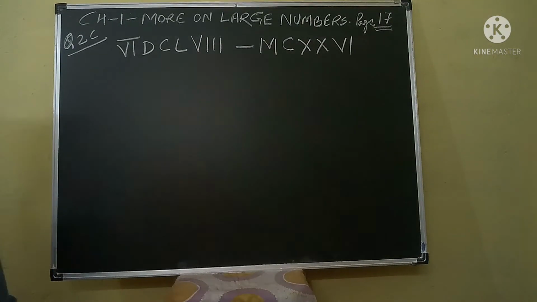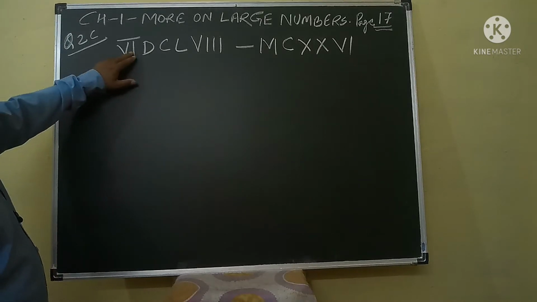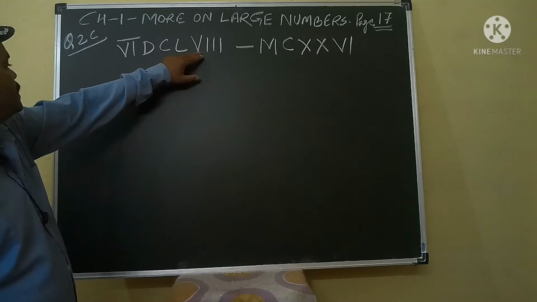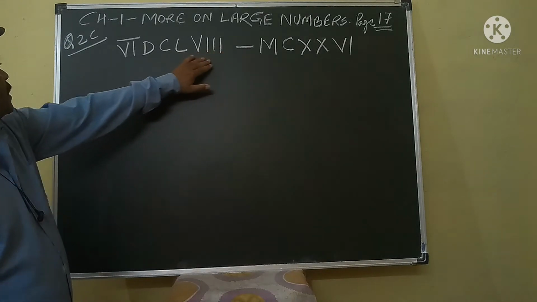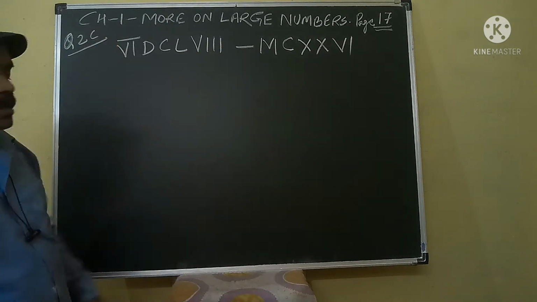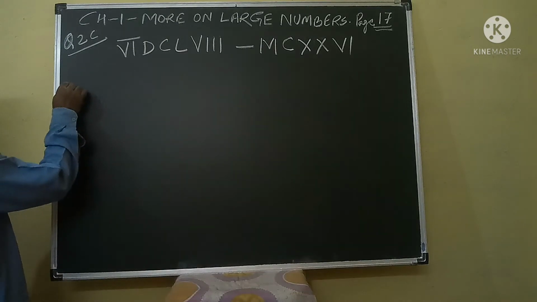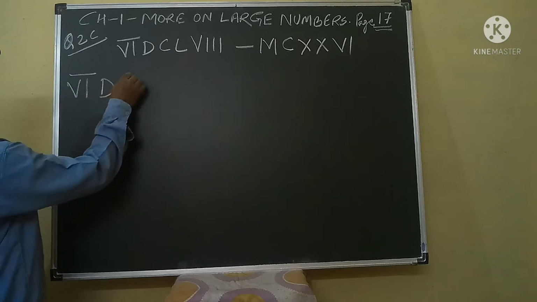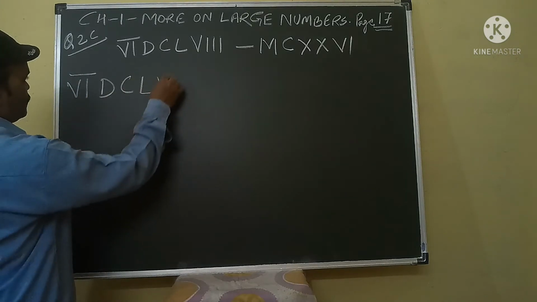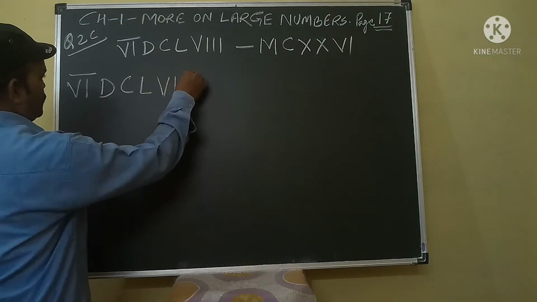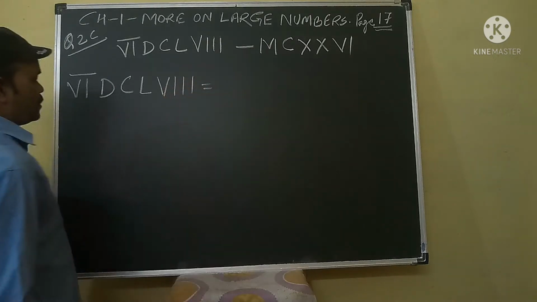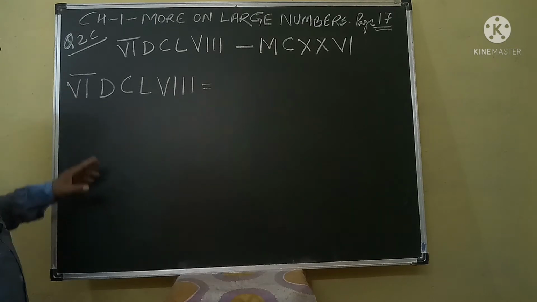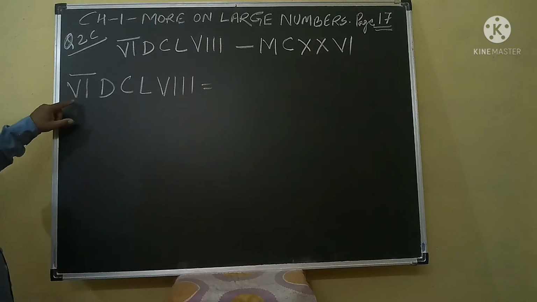Again, your next question is: VI just above a horizontal line, D, C, L, V, I. It is the symbol of which natural number? Look here. You know very well VI is the symbol of 6.